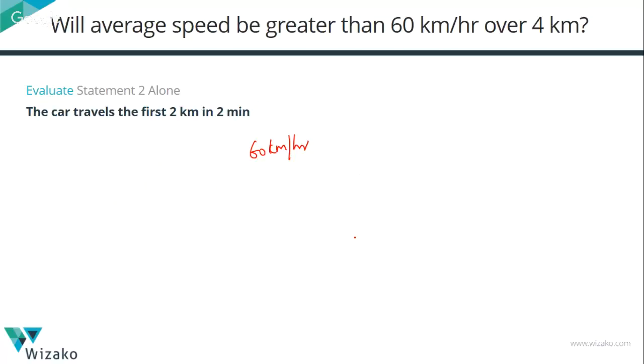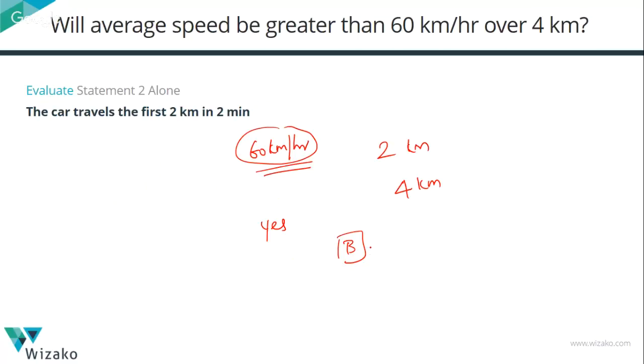It's constantly accelerating. It has averaged 60 kilometers per hour by the time it has reached 2 kilometers. So by the time it's going to reach 4 kilometers, because it's accelerating, the overall average has to be greater than 60. It's 60 at 2 kilometers. For the next 2 kilometers, if it's accelerating, it definitely will be greater than 60, which is what we want. So we got a conclusive yes as an answer from statement 2. Statement 2 answered our question. Choice B is the correct answer.